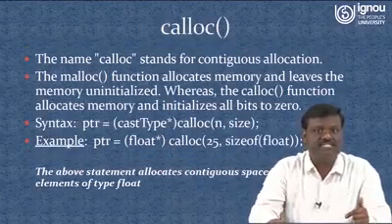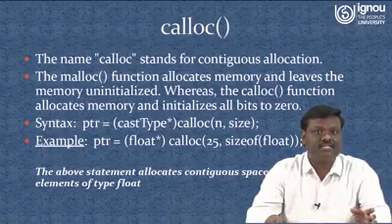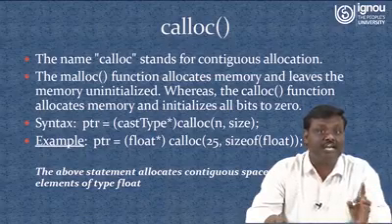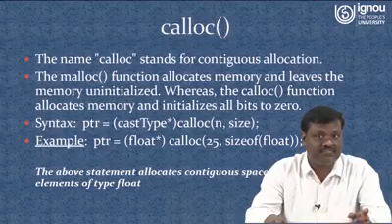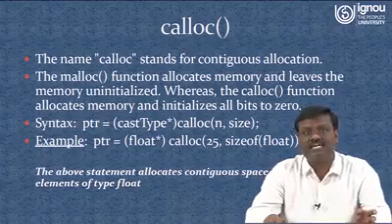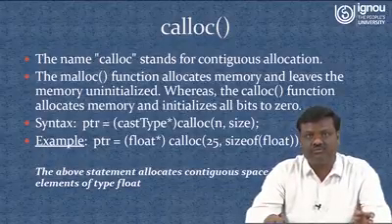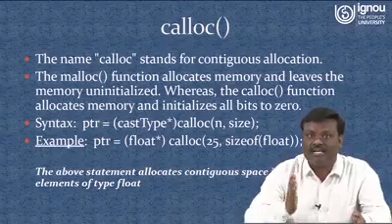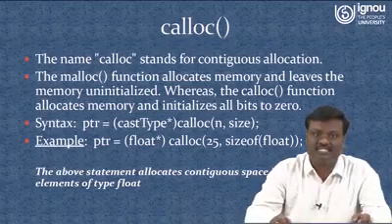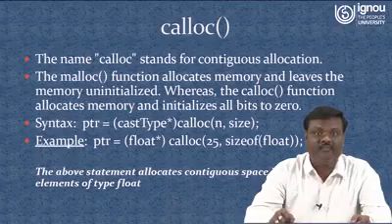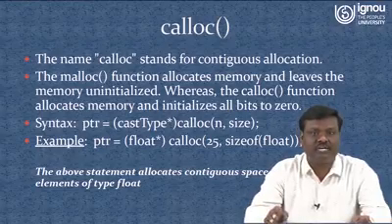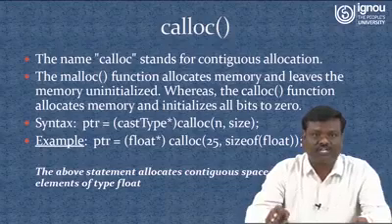And then the next one is calloc, that is contiguous allocation. The malloc function allocates memory and leaves the memory uninitialized. That is where the difference lies. But this calloc function allocates the memory and initializes all bits to 0. So allocation plus initialization is the calloc function. You can see here ptr is equal to the same syntax, calloc n comma size. So 25 comma sizeof float. This is how we have to use the calloc function.